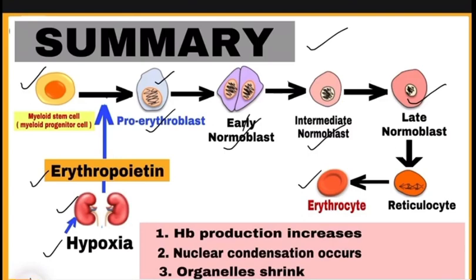In reticulocyte, reticulate network of ribosomal RNA is present and cell enters in bloodstream where it is converted into matured erythrocyte. Matured erythrocyte does not contain reticulate network of ribosomal RNA and cell shape is biconcave with hemoglobin present in it. So, this is the whole process of erythropoiesis.